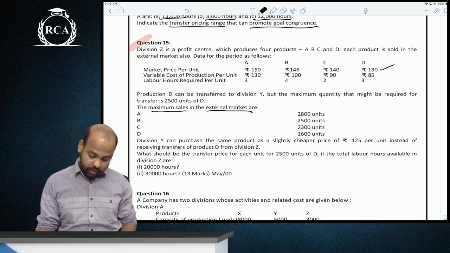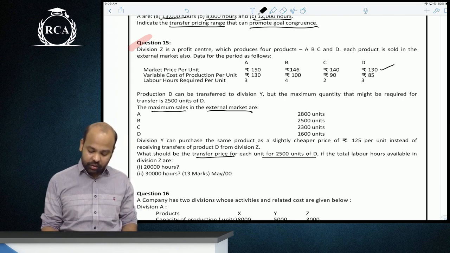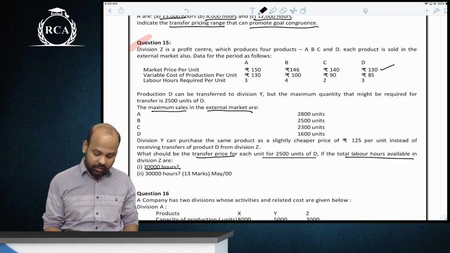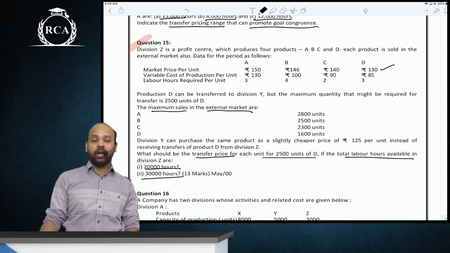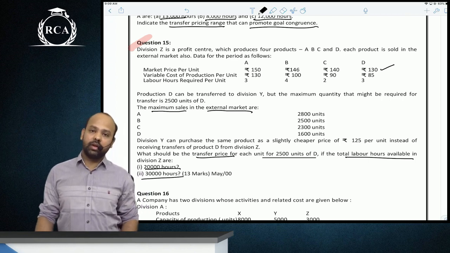Wait. What should be the transfer price for each unit of 2500 units of D if the total labor hours available are 20,000 hours or they're available at 30,000 hours? 20,000 hours or 30,000 hours.